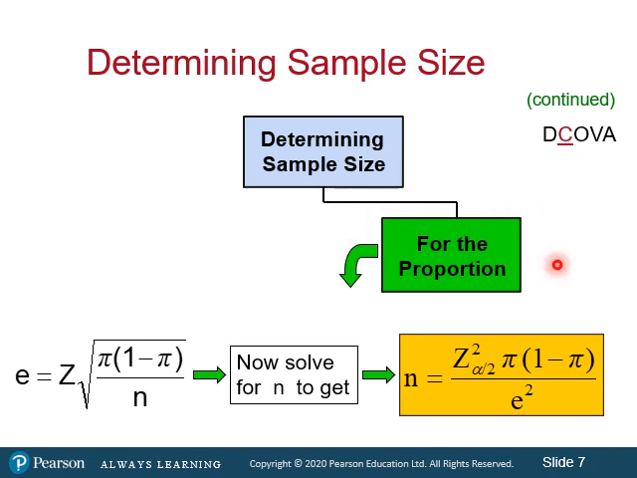So when we determine sample size for proportion, this is your formula: error equals z times square root of pi times 1 minus pi divided by n. We will solve this to get n equals z alpha divided by 2 to the power of 2, times pi times 1 minus pi, divided by error squared. So this is the formula that we will use to calculate sample size for proportion.